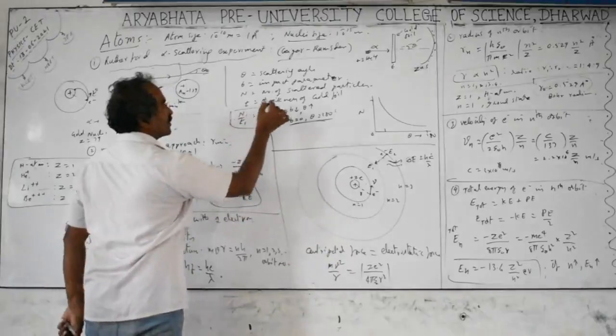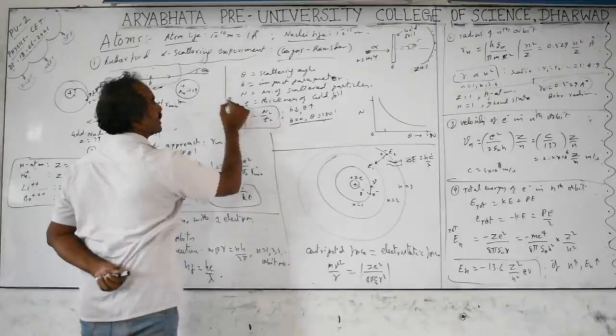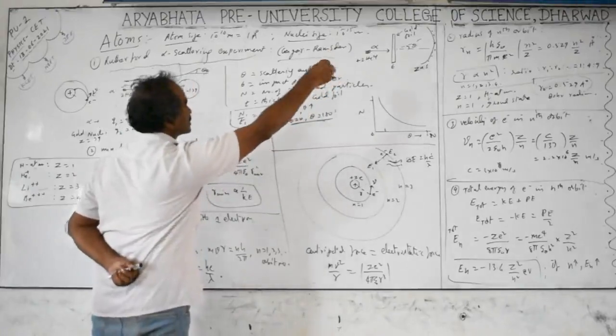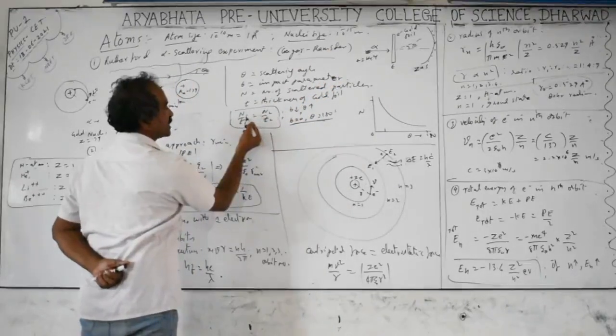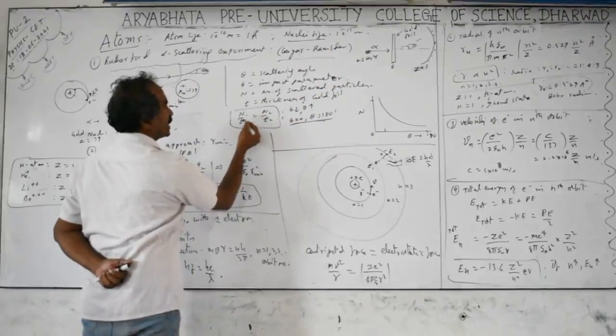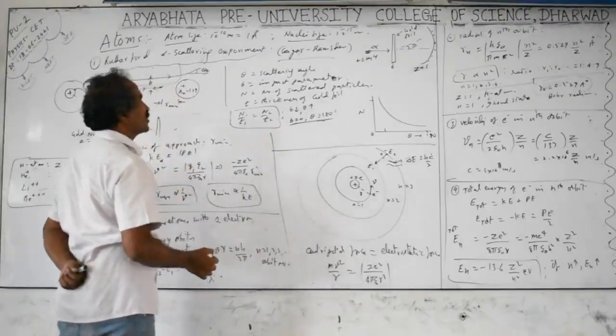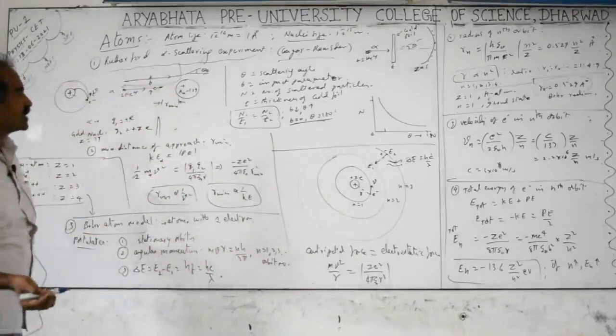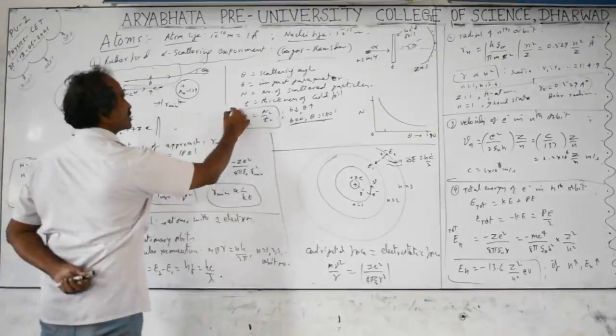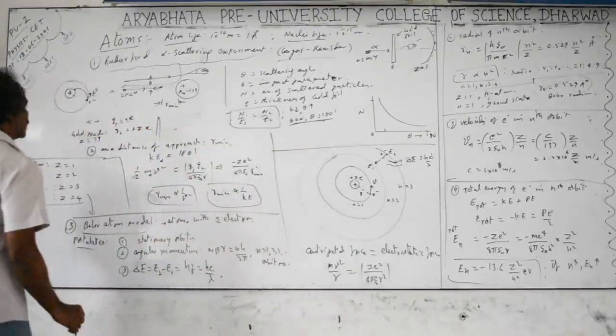The number of particles scattered, counted from the scintillations on this zinc sulfide screen, is related to the thickness of the gold foil. N is proportional to T. More thickness means more reflections, because more nuclei will be there. N by T equals a constant. This one problem you need to go through.